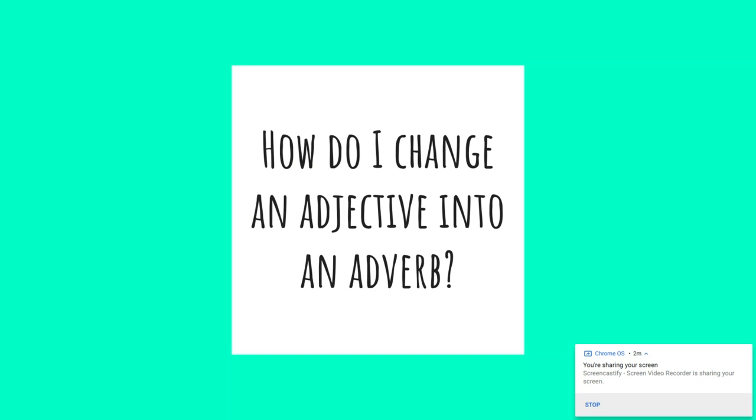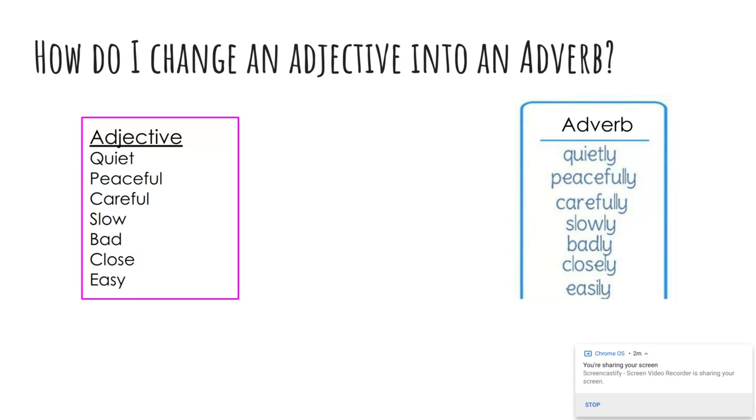So next we want to figure out, how do I change an adjective into an adverb? Well, on this side we have our adjectives, and on this side we have our adverbs. He is a quiet person. He speaks quietly. So this is the adjective. It's describing the person. And this is the adverb. It's describing the action.